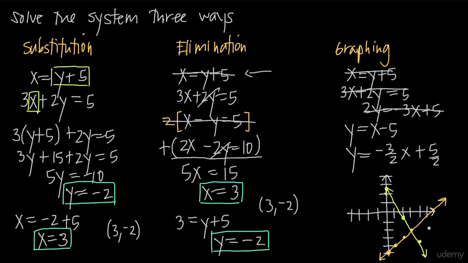And this is a pretty rough sketch, but what we can see is that the lines intersect each other at about this point, which we can see is 3, negative 2. So again, about the point (3, -2), which is the same solution we found using both substitution and elimination. So I just wanted to show you that there are 3 different methods you can use for solving a system of linear equations: substitution, elimination, and graphing, which should all give you the same solution as long as you've done the math correctly.